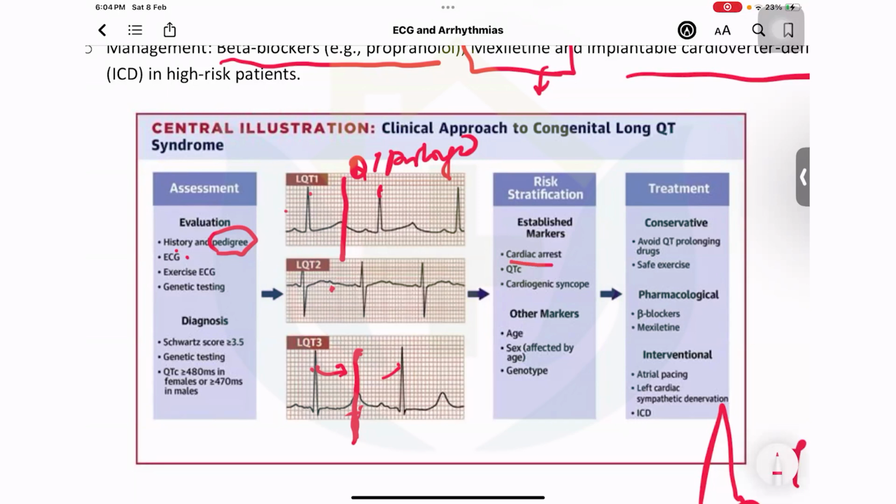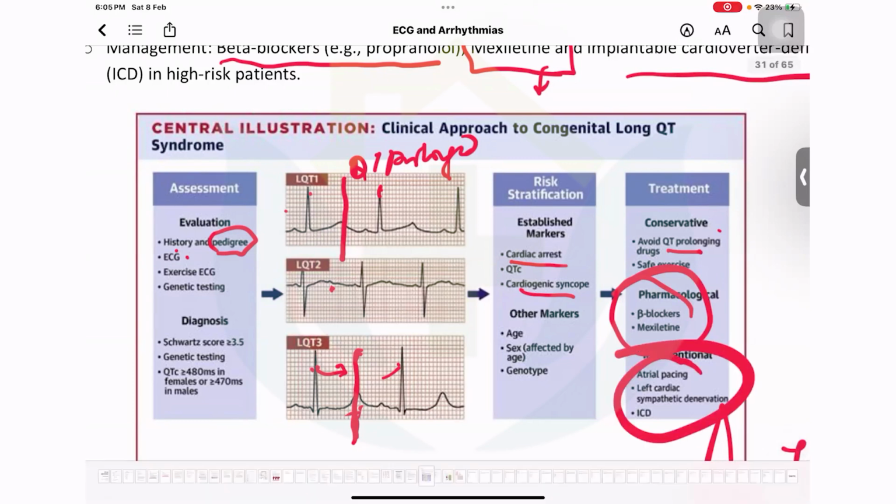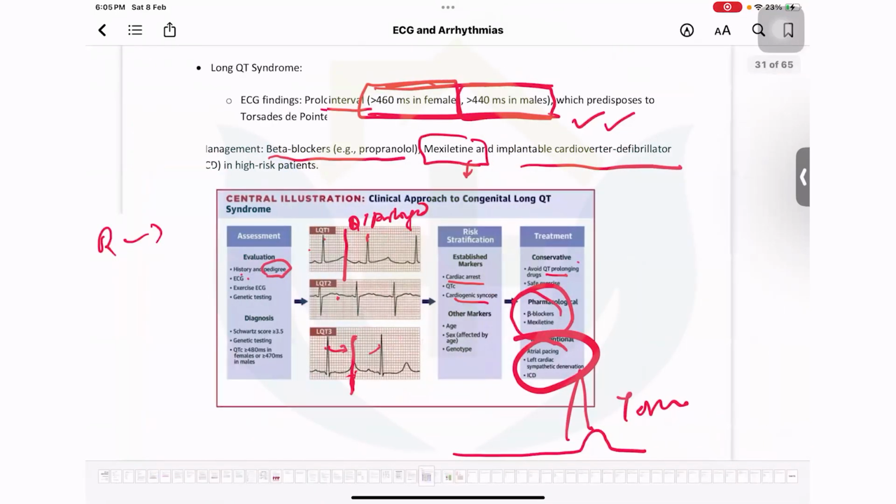So if the patient has a history of cardiac arrest or cardiogenic syncope, then you should avoid the drugs and put them on a beta blocker like propranolol, or do an ICD or ablate the vessel.